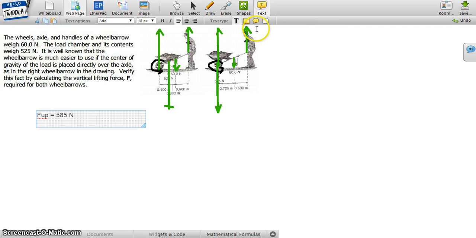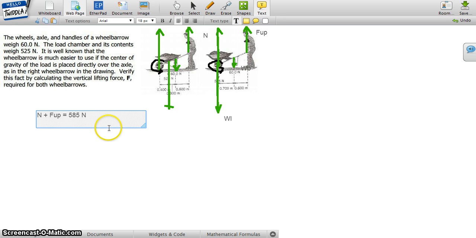So maybe I need to label these forces. There's so many of them. F up. There's the weight of the wheelbarrow, weight sub B for barrel. There's the weight of the load. And there's the support force, N. So I need to change this equation a little bit. It's going to be N plus the force upward is equal to 585 newtons. But I don't know N, and I don't know the force upward.